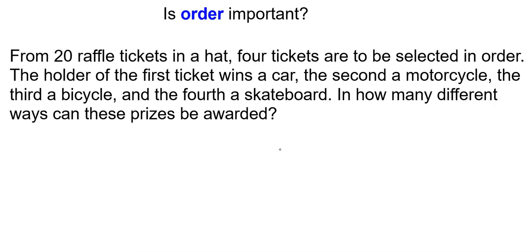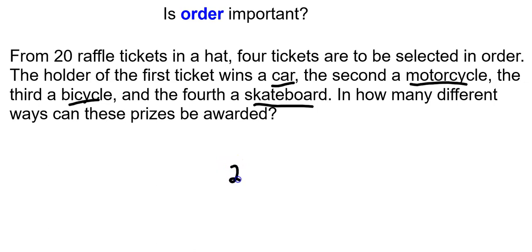But here's another raffle. Wow, another raffle. 4 tickets are selected in order. The holder of the first ticket wins a car, the second one a motorcycle, the third one a bicycle, and the 4th one a skateboard. Well, now I think order is important here because I'm guessing you'd want to win the car rather than the skateboard. So order is important.